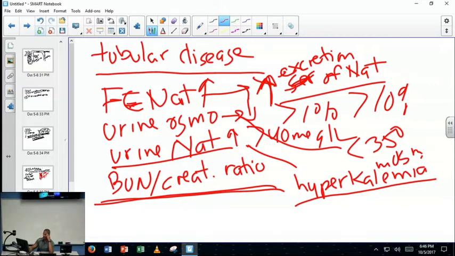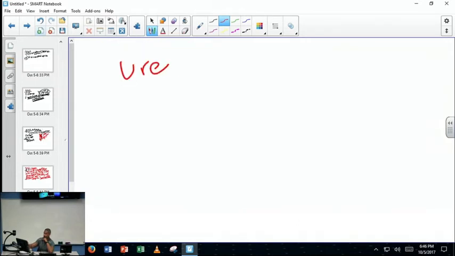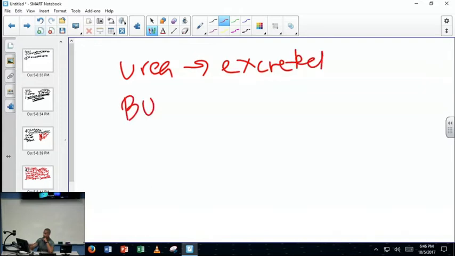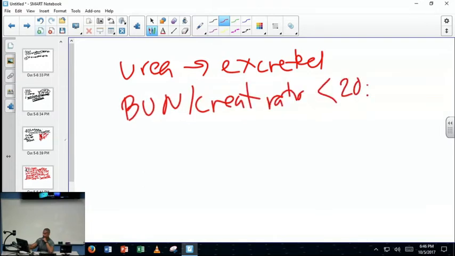What's going to happen to your BUN creatinine ratio? Are you reabsorbing urea at the end tail? No. Urea is passing the urine. So your urea is excreted. So your BUN creatinine ratio is going to be what? And in most cases, less than 15:1.